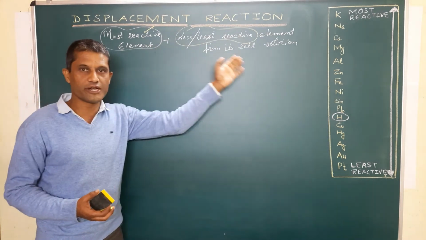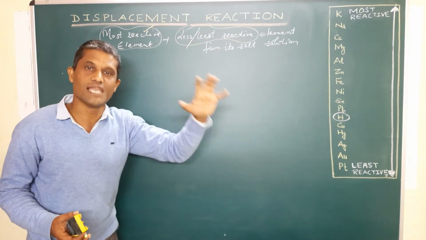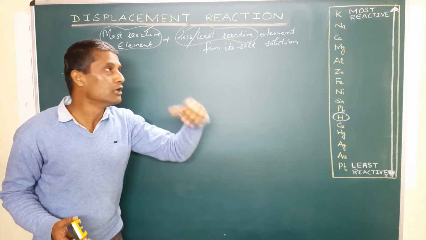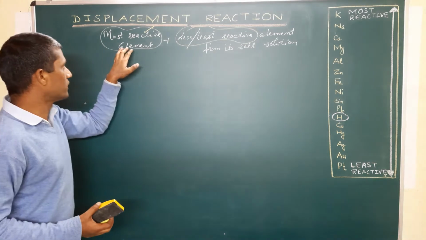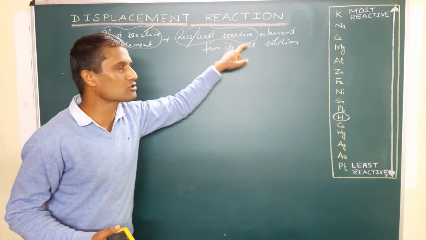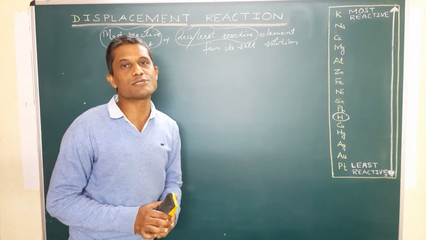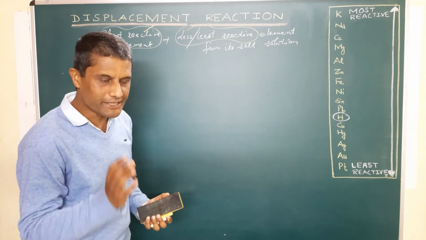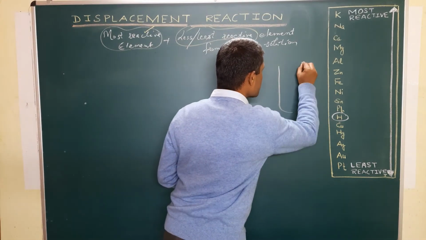The definition is already mentioned here. The most reactive element is going to displace the less or least reactive element from its salt solution. But as we are taking metals, we say the most reactive metal is going to displace the less or least reactive metal from its salt solution. Let me take an example by taking copper sulfate solution. Here it is, I have taken copper sulfate solution.